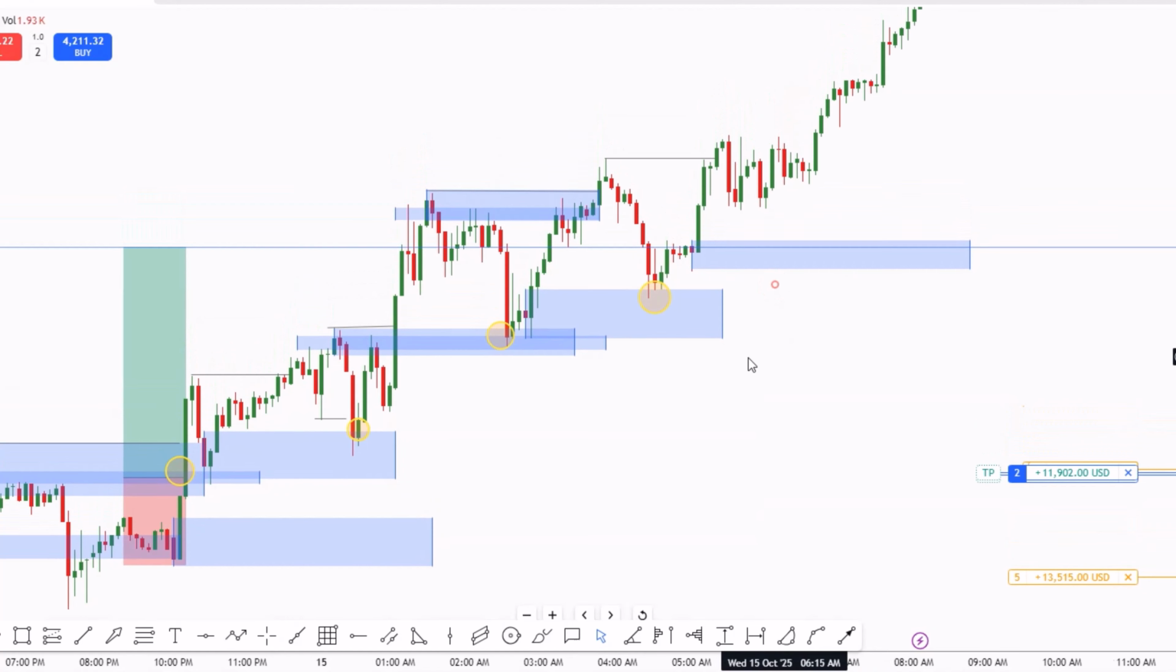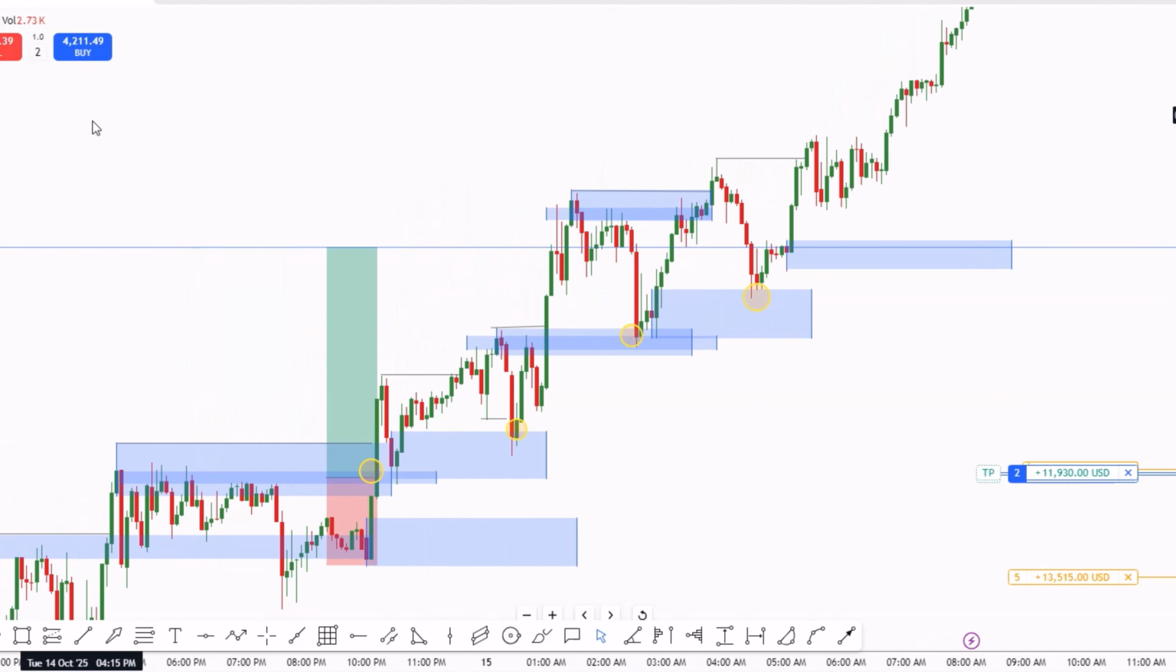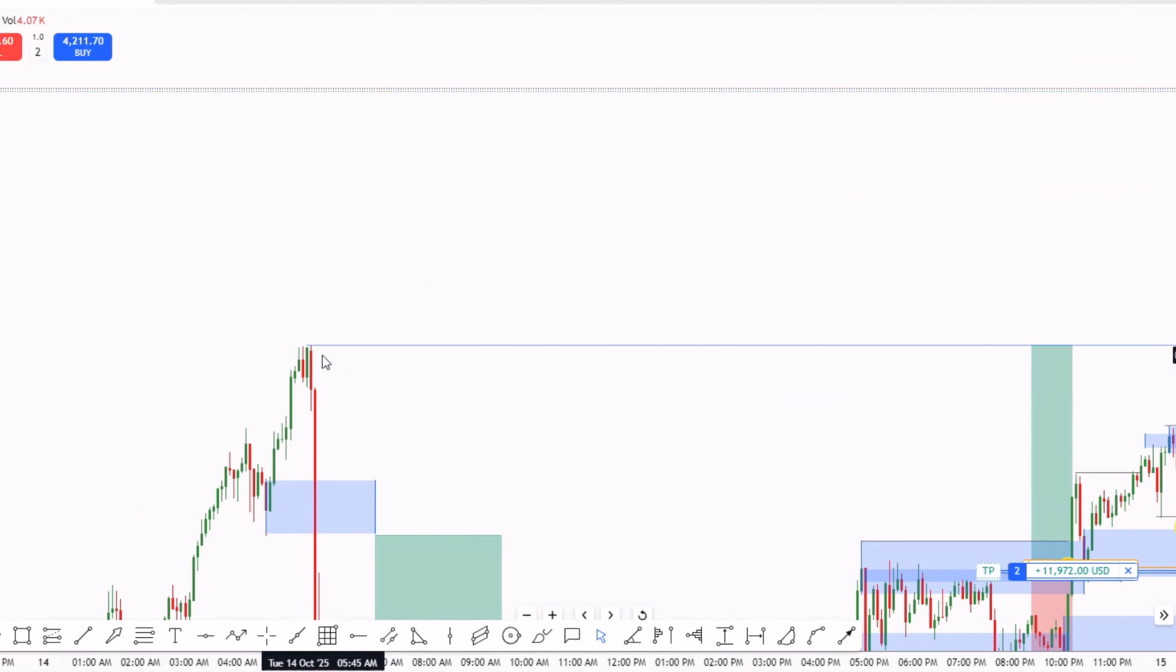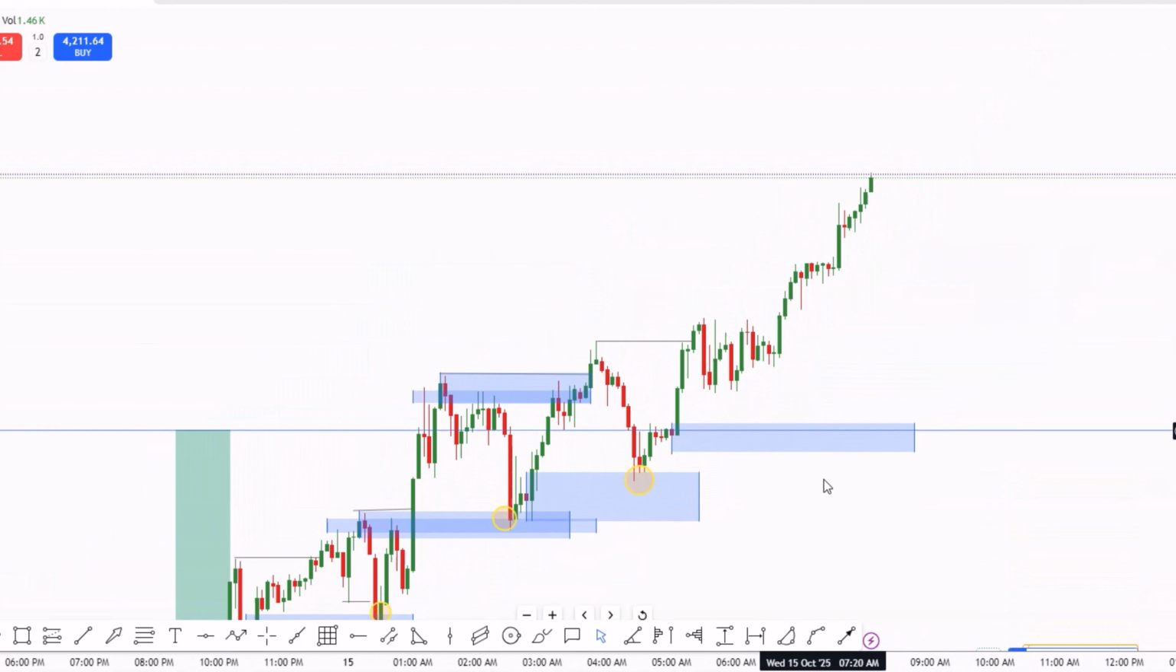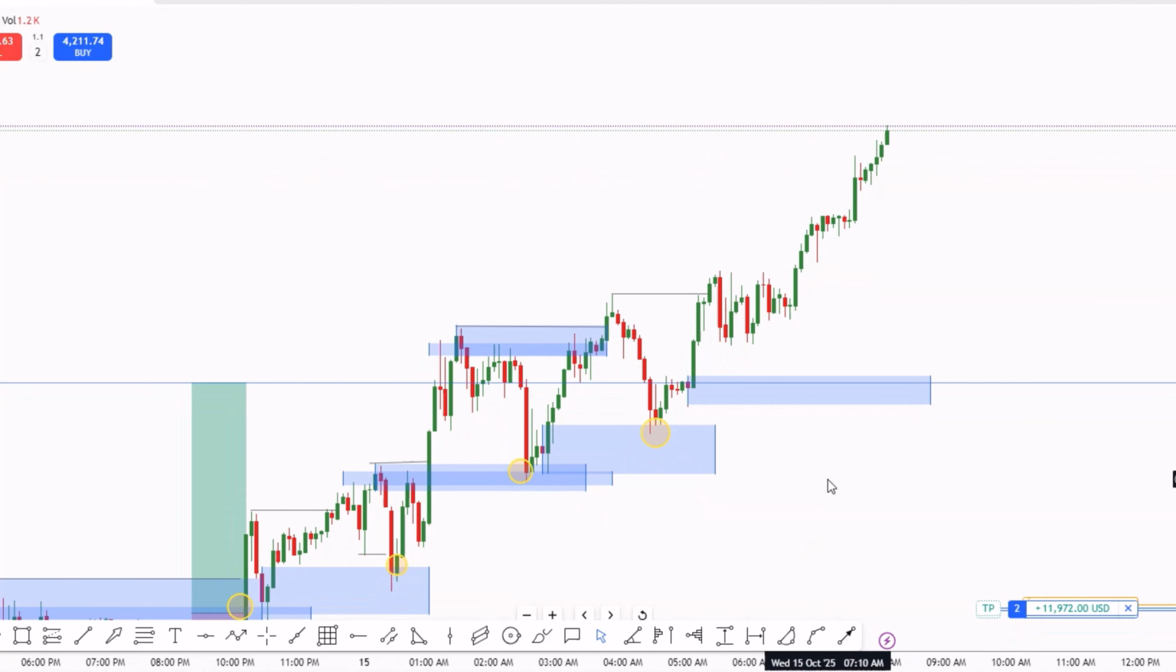So we could have had about four consecutive trades even before price took out this high right here. We could have already had about four trades, and you understand that all these trades were going to be winning trades because none of these trades were actually losses, right? Every single trade was a winning trade.